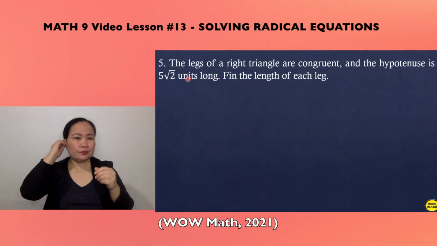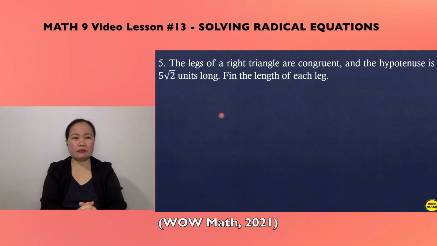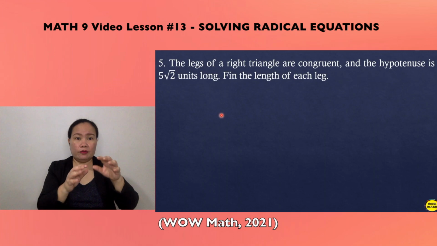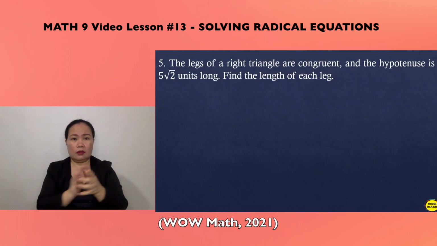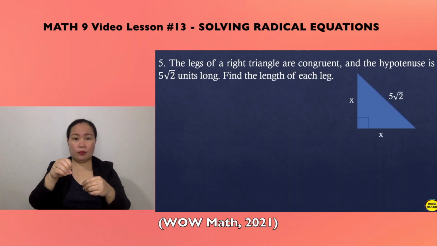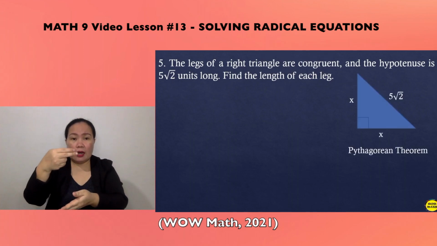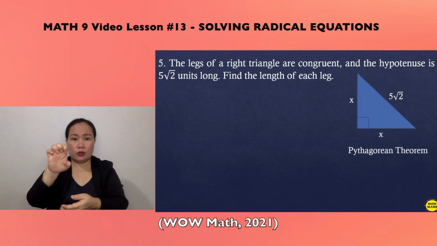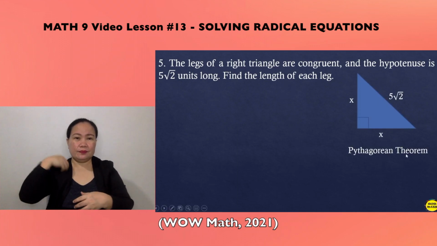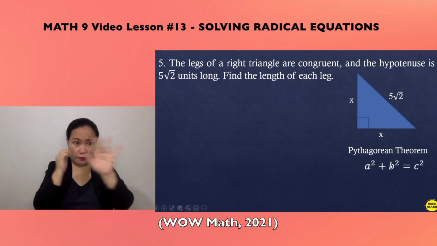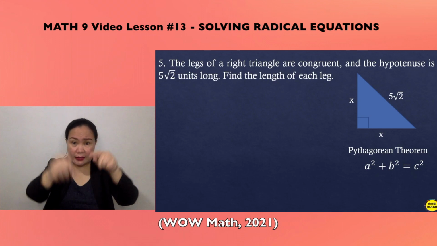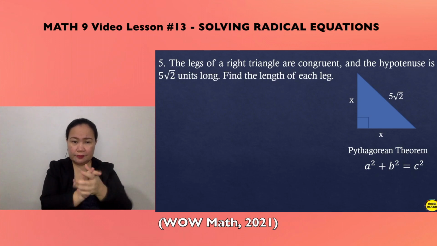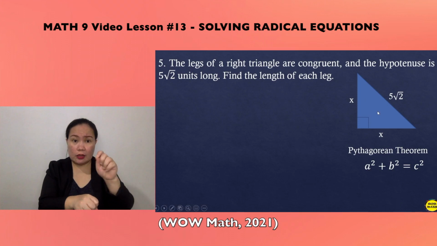Okay, for question number 5, the legs of a right triangle are congruent and the hypotenuse is 5 square root of 2 units long. Find the length of each leg. First, we can apply the Pythagorean theorem, that is a squared plus b squared is equal to c squared. Then after that, we substitute the values of the two legs and the hypotenuse.